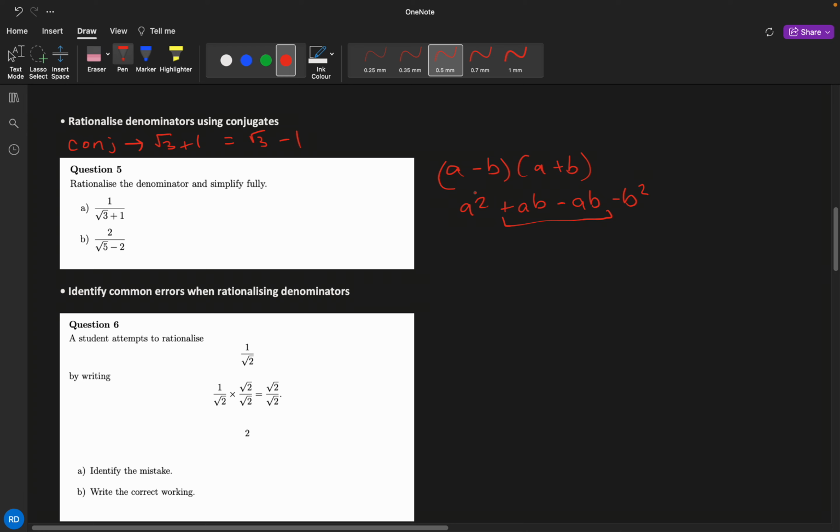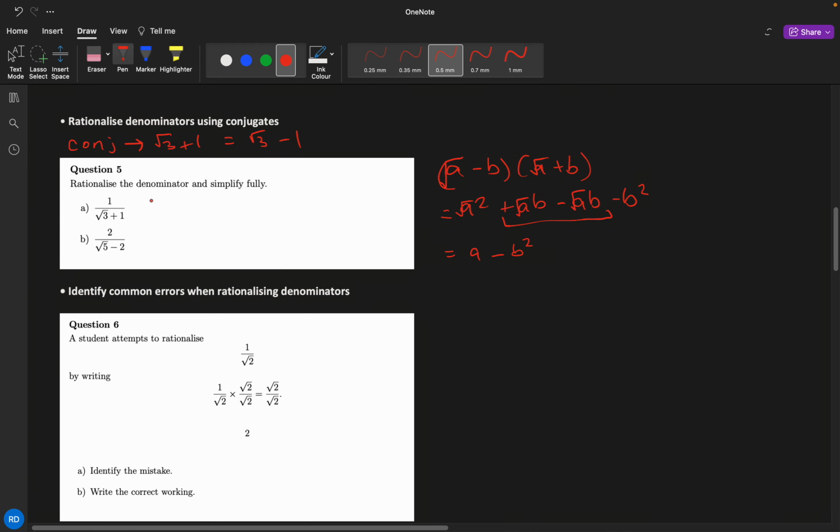So when a is squared, actually, I'm just going to write this as root a so you can get a better idea. Okay, so then root a squared is obviously going to be a. These two cancel each other out. And then minus b squared. So yeah, this is why we use the conjugate, because we're trying to get a rational denominator.